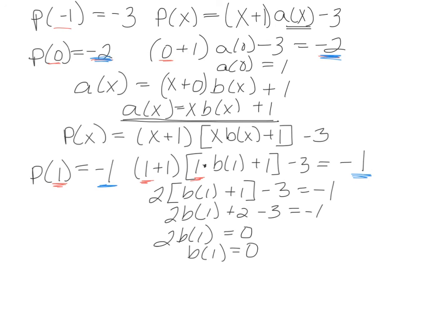This is always fun, right? All right, so I plugged in 1. I got 1 plus 1 is 2. 1 times b of 1 plus 1 minus 3 equals -1. Okay, so this simplifies there. This 2 distributes through. And I have 2 times b of 1 plus 2, because 1 minus 3, oh, no, sorry, I distributed. So that's plus 2. Minus 3 equals -1. So plus 2 minus 3 is -1. Add 1, you get 0.